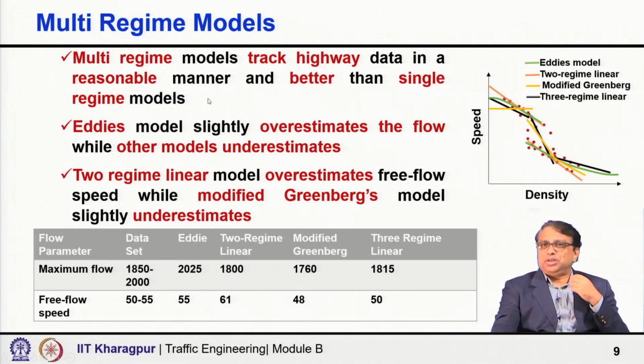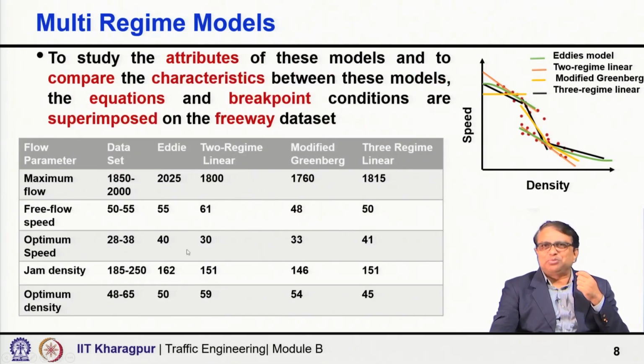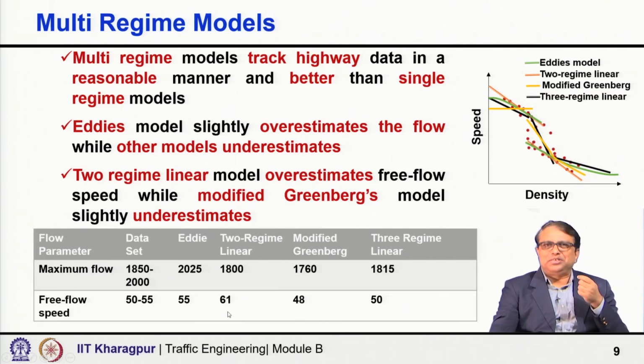So, multi-regime models generally fit the data better than the single regime model. When we compare what we observed from the data and what we got from different models, it may be observed that AD's model slightly overestimates the flow, while other models underestimate. I have shown it here. This is not a new table, it is a part of the previous table only, but I have brought the values here again so that you can readily see and compare.